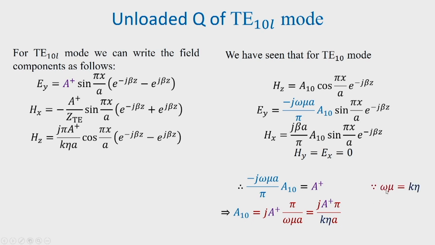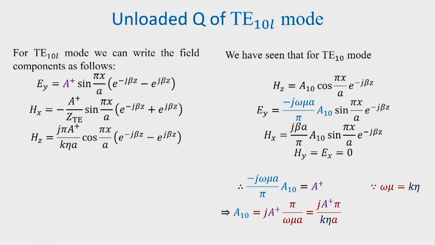Since we have omega mu equal to k eta, now you can see that in this expression Hz is A10, and A10 in terms of A plus is j pi A plus by k eta a. So, this is how we are writing the same field equations we studied earlier in a slightly different form.